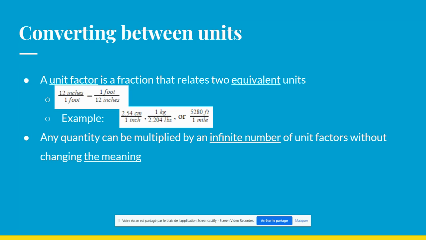So when we convert between units, we're going to create what is called a unit factor. So it's just a fraction that relates two units that are the same. So 12 inches over 1 foot or 1 foot over 12 inches, either way is fine. Any sort of two things that are equal to one another. And you can use any number of these as you want when you're doing these sort of problems.